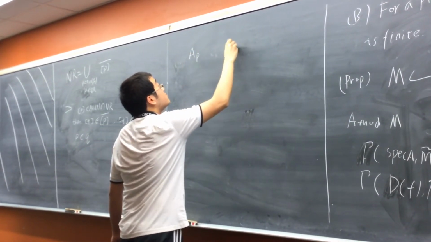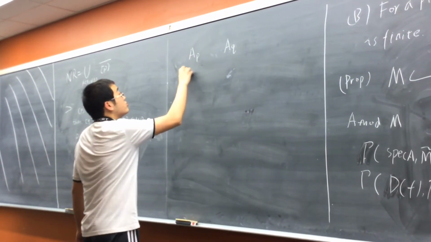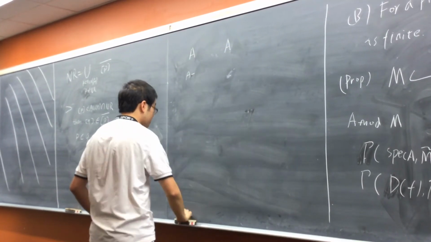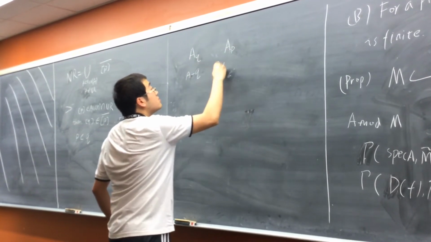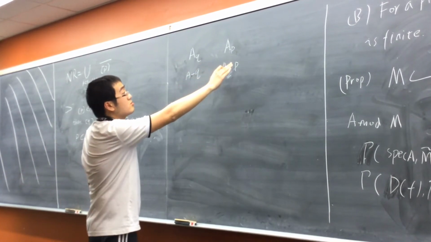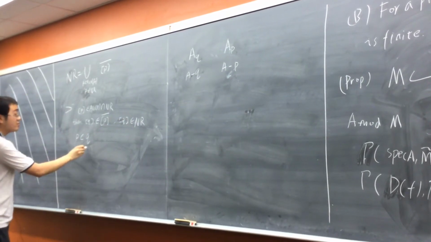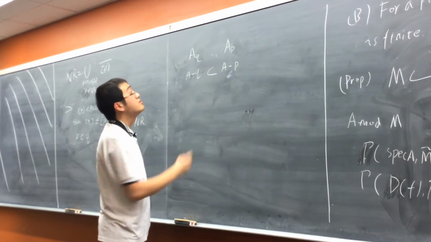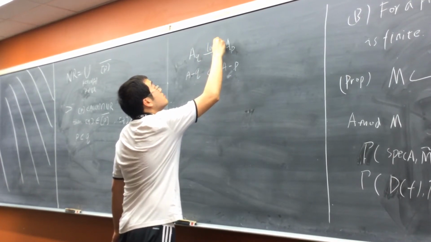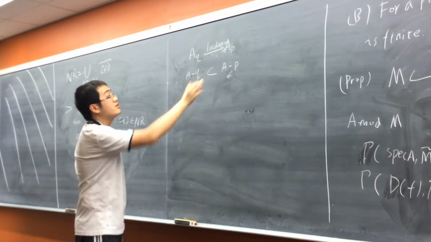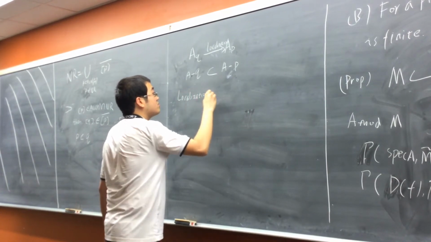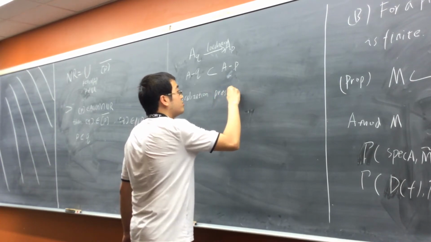If you look at these two sets, A_Q is a localization of A at A minus Q, and A_P is a localization of A at A minus P. If P is a subset of Q, then A minus Q is a subset of A minus P. Then this is just a localization from a smaller set to a bigger set. And localization preserves reducedness.